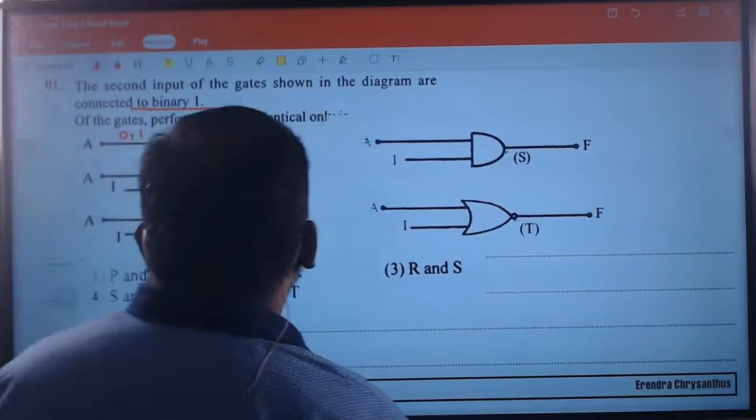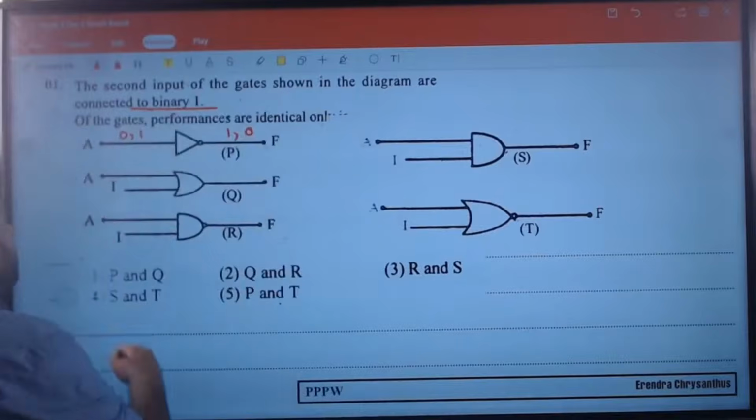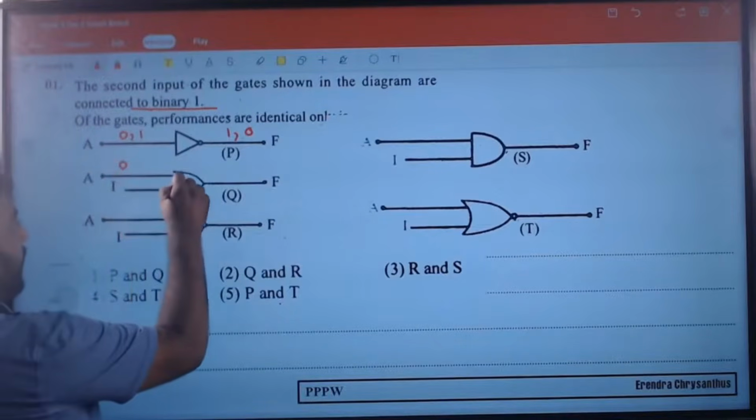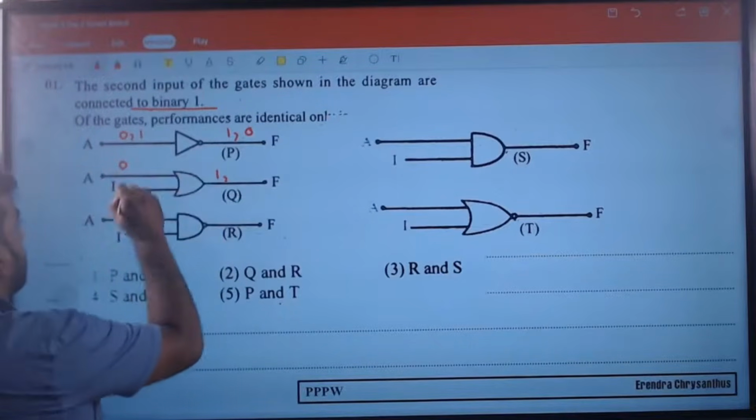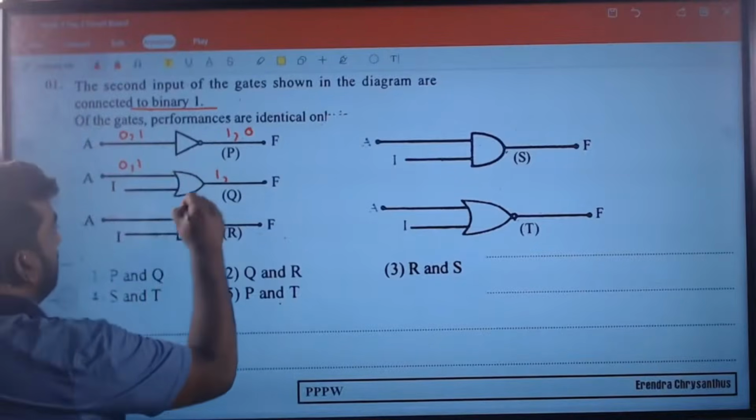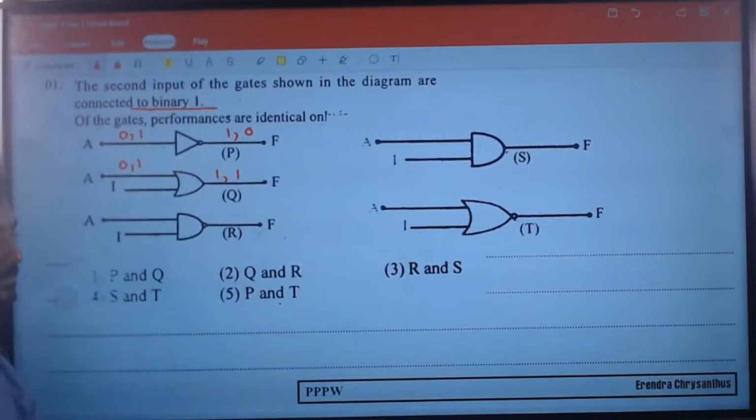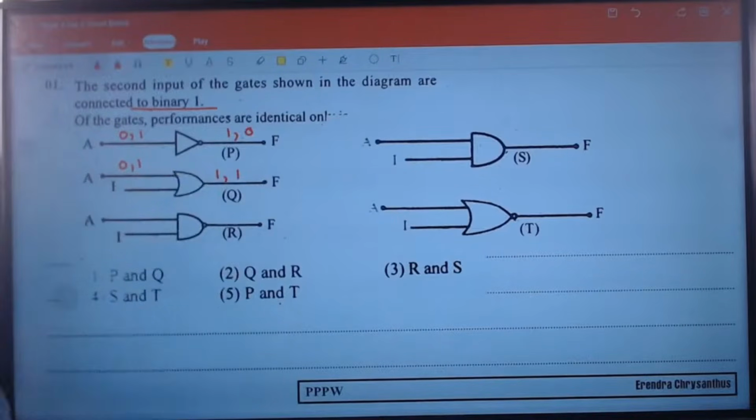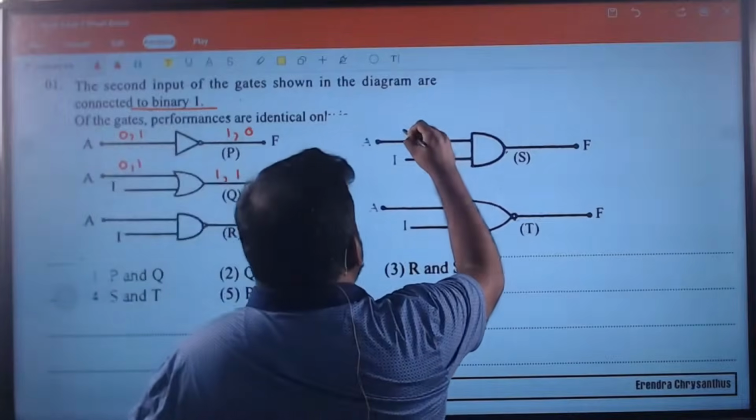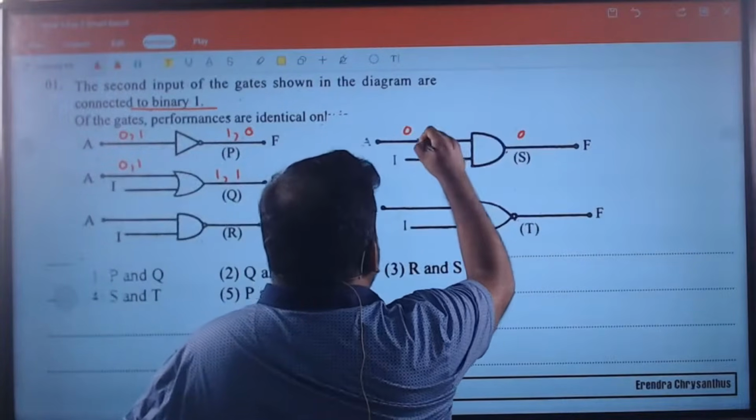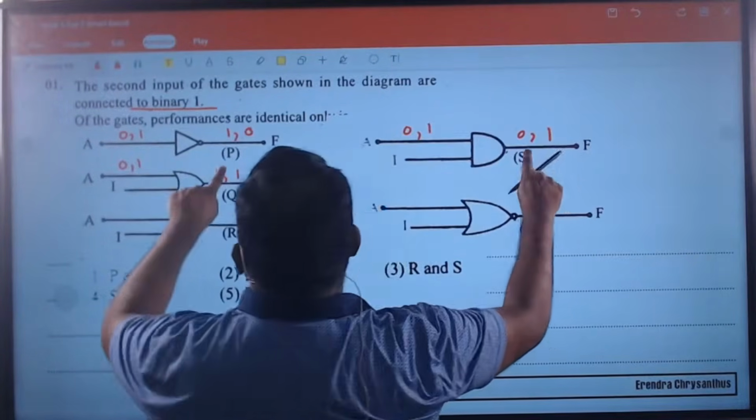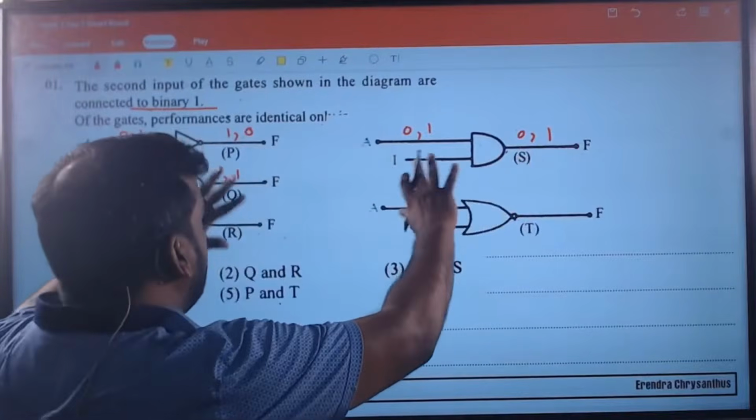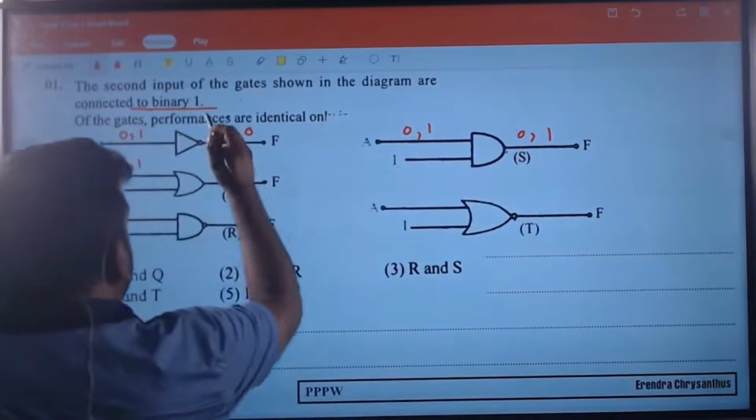Here, the NOT gate: 0, 1; NOT gate means 1. 1, 1 means OR gate, which again gives 1. So 0, 1 is also 1, and 1, 1 is also 1. Then there is an AND gate. 0, 1 is 0. 1, 1 is 1. So these look slightly the same, but the relationships are different.